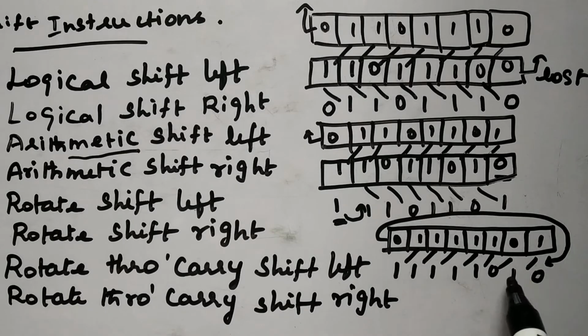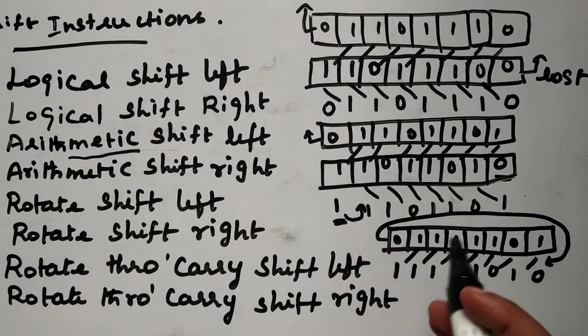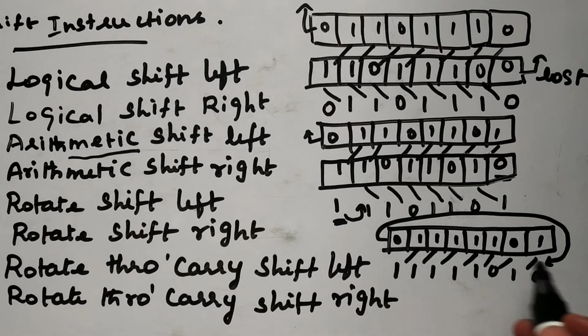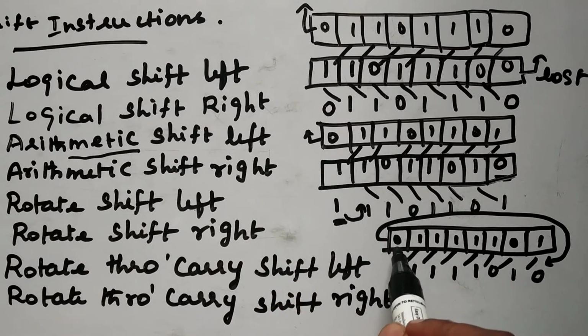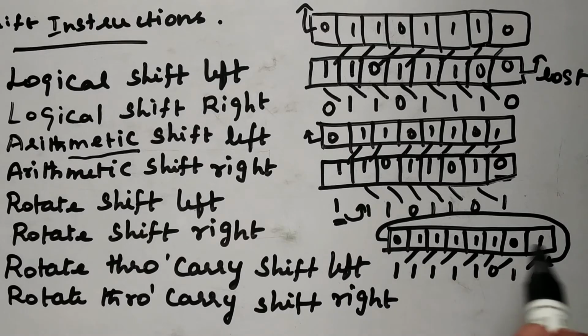So moving one bit to its left side, we are not going to lose any of the bits, as we discussed in the logical or arithmetic shift left. Here we are going to insert whatever bit we have in the most significant bit, and that will be considered as the least significant bit of the output. This is what rotate shift left is.